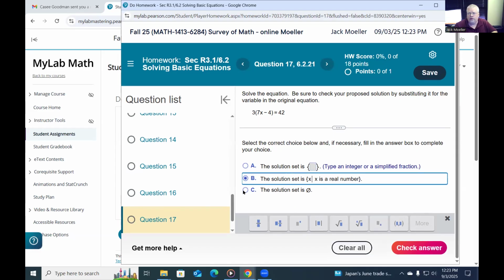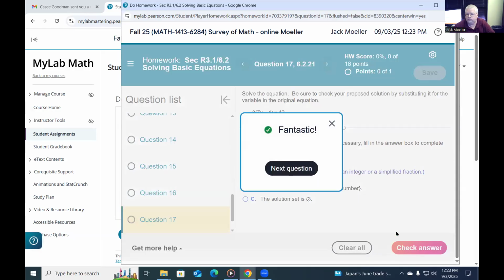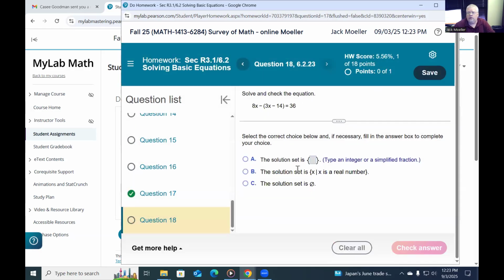And then for that part C, I don't know if you recognize that symbol or not. That's the empty set or the null set. Again, that's something that we'll discuss in chapter 2 or unit 2, but that means there is no solution. So B and C are sort of special cases for equations. We're not going to deal with those in this class, so ignore B and C. You should always be answering A, and then just put in whatever your answer is, which for this one I had 18 sevenths.